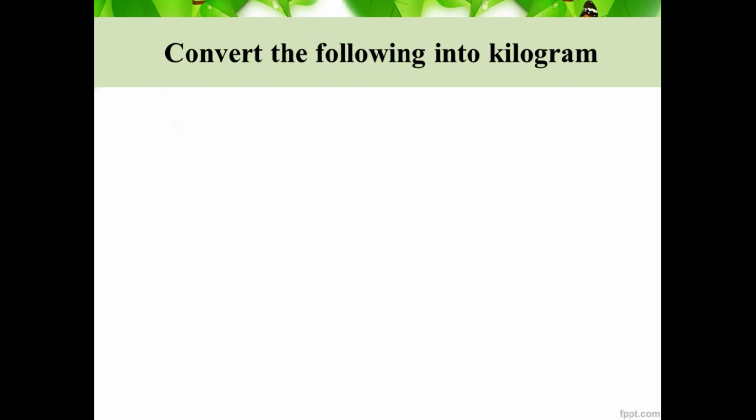Convert the following into kilogram. The question is 3.630 Hg. This number should be converted to kilogram. From hectogram to kilogram, how many steps do we have to move? Only one step. We have to move above. Therefore, we are moving from smaller unit to larger unit, so we have to divide it by 10.